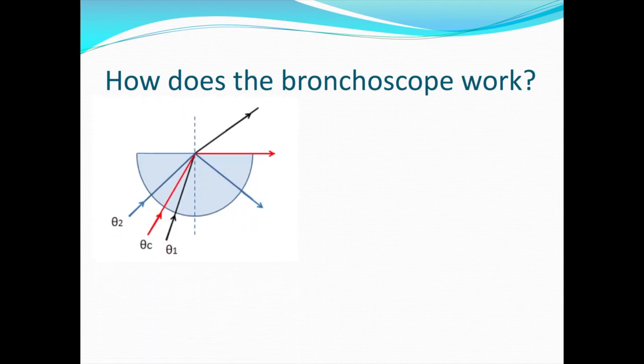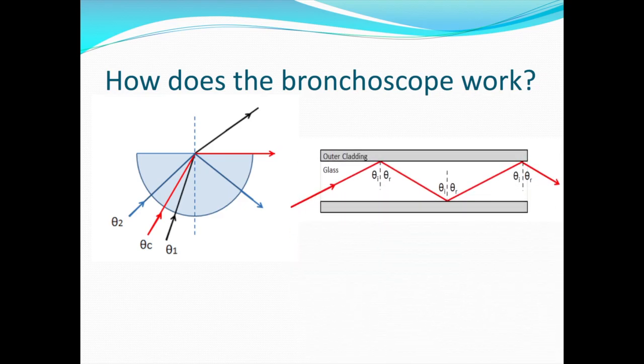Bronchoscopes work with refraction. Once you reach an angle which is greater than the critical angle, you get a physical phenomenon called total internal reflection, which is what the bronchoscope uses in order to relay its images.